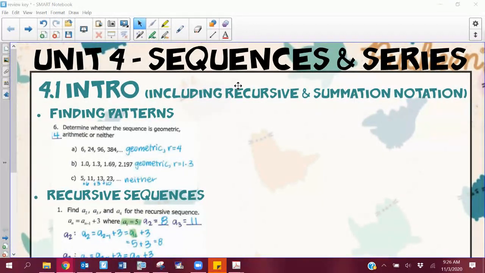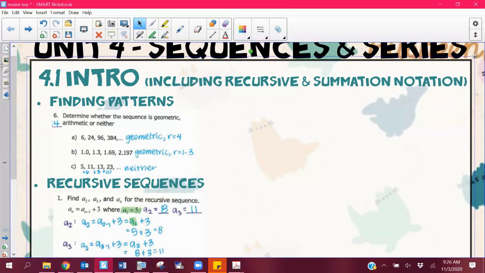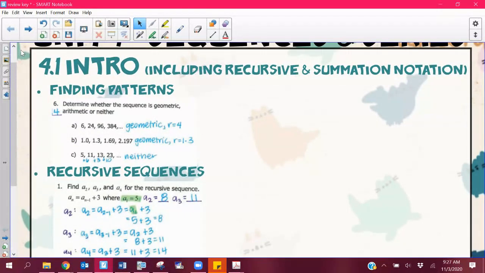of solidify that information. The other thing is that these problems are coming from the PDF review that is in Google Classroom. So please feel free to go work it on your own and then come back and see how I got some of these answers. So the first lesson we did was the introduction. Basically, we were looking at finding patterns and then learning some new notations.